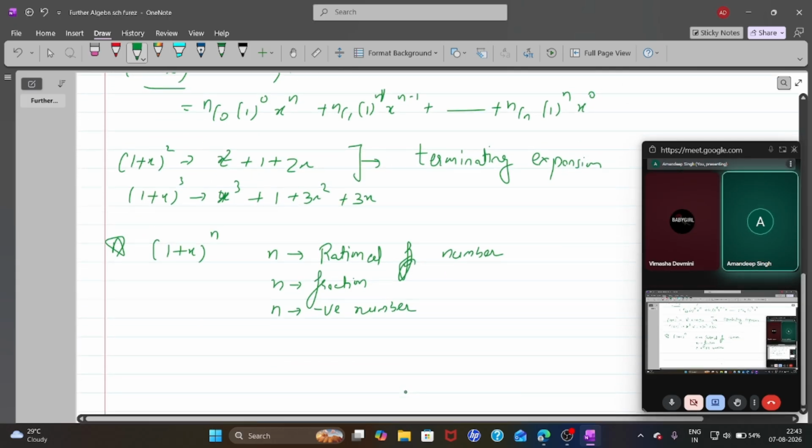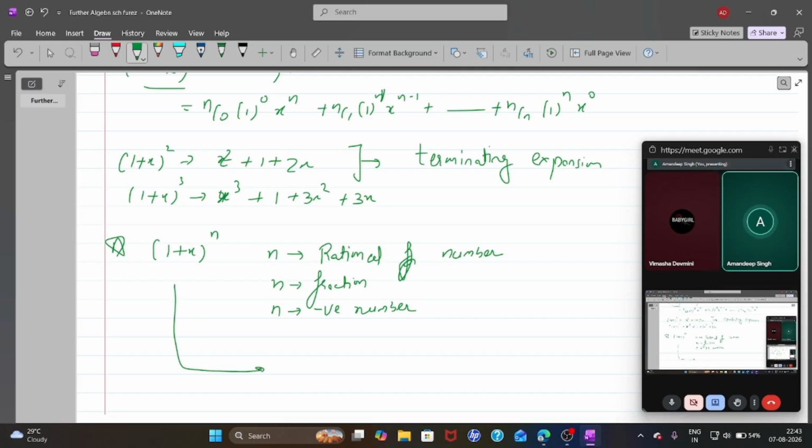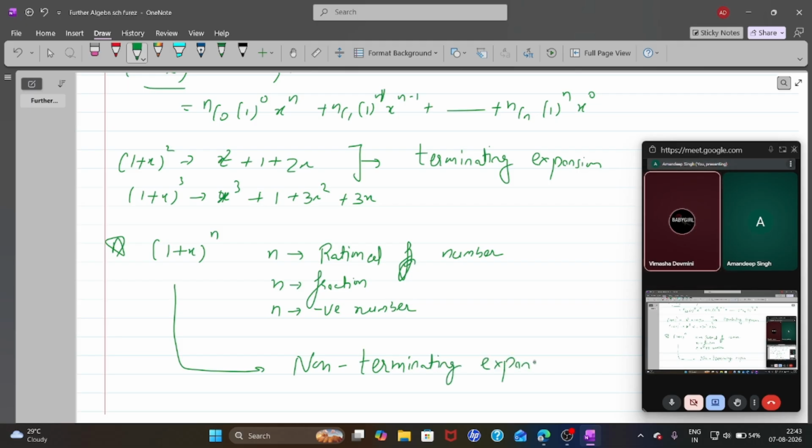So if the power is a fraction or a negative number, then the number of terms in the expansion will be infinite, or the expansion will be non-terminating. That means there is no end to the expansion. So this is all about what we're going to learn in A level.